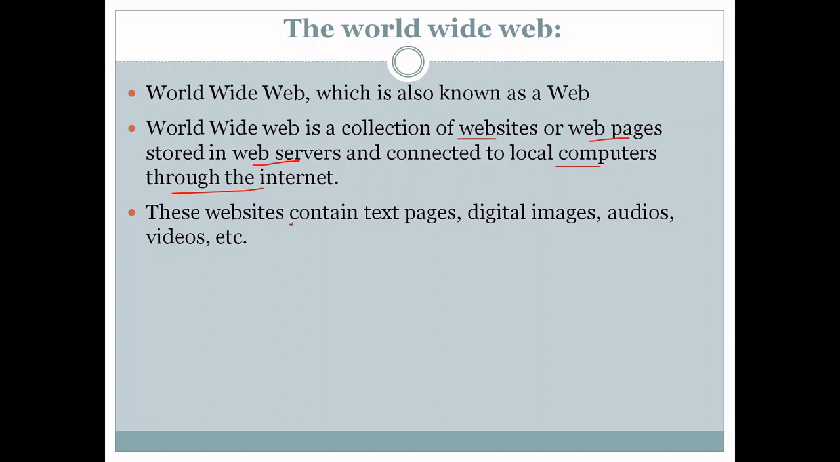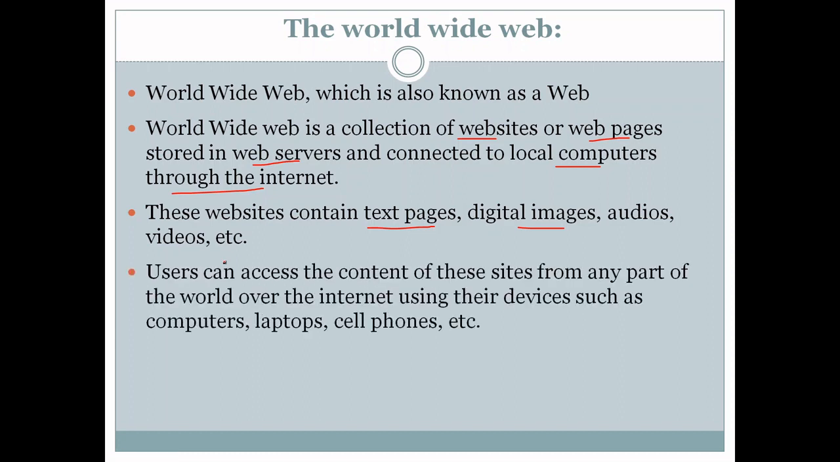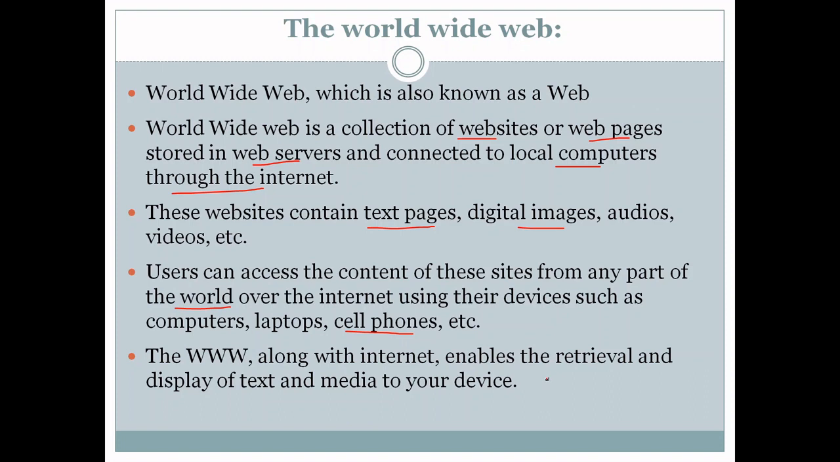The websites or web pages contain text, images, audios, videos, animations, etc. The users can access the content of these sites from any part of the world over the internet using devices such as computers, laptops, cell phones, and so on. The WWW along with internet enables the retrieval and display of text and media on your devices. So text and media can be accessed from our devices worldwide by using WWW.